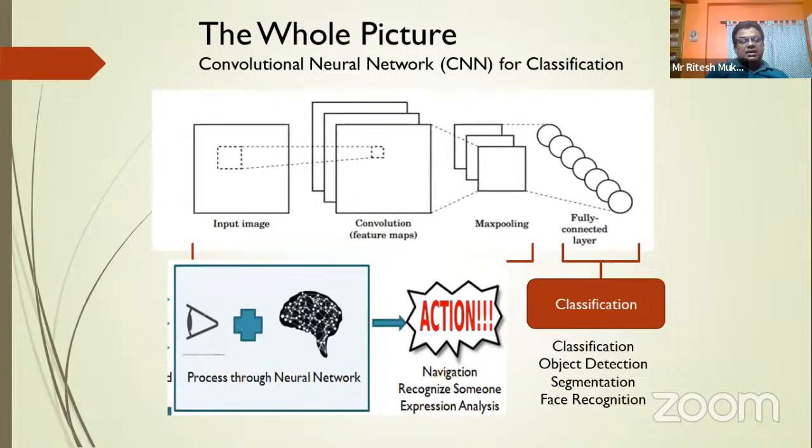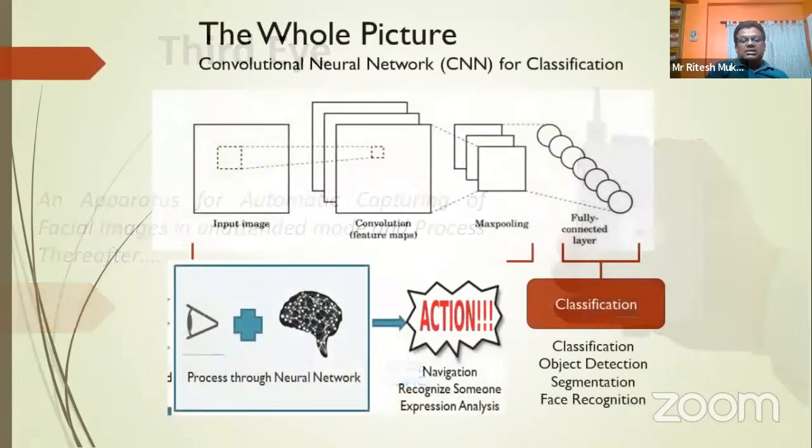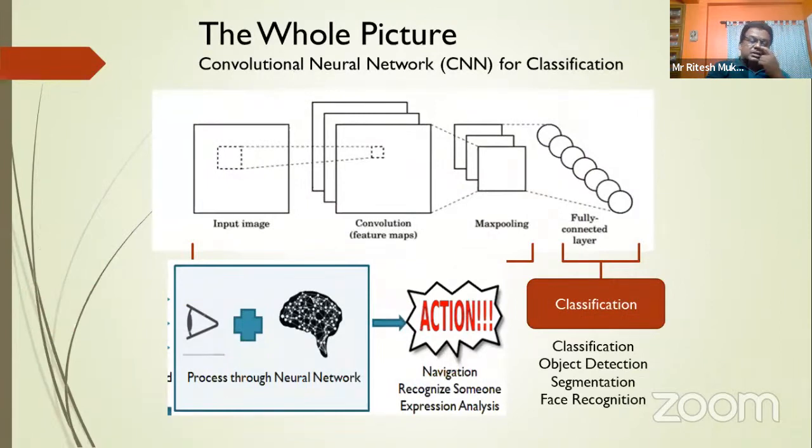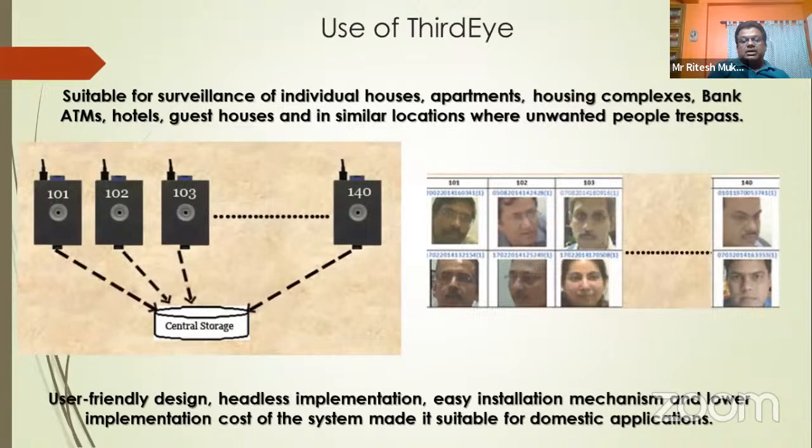So Third Eye is an alternative which we developed at our end. It is one camera integrated in a gadget, and it does facial detection all the time. Whenever any human face appears in front of the camera, it will automatically get activated. It will crop the facial image of that person and preserve it in a remote location.